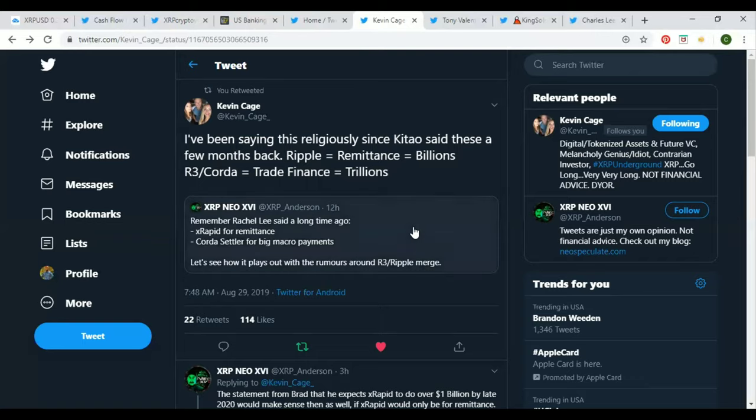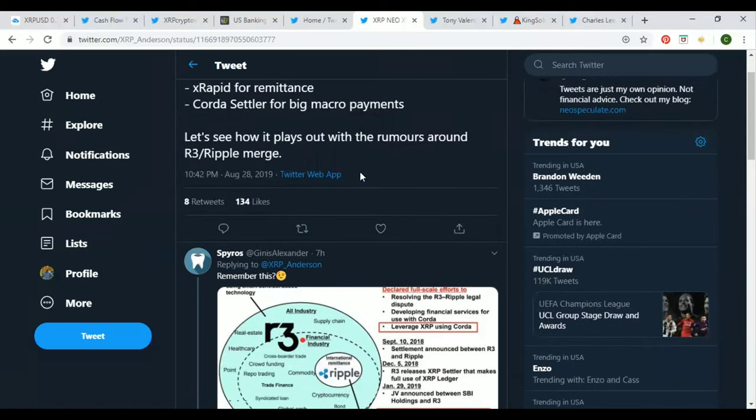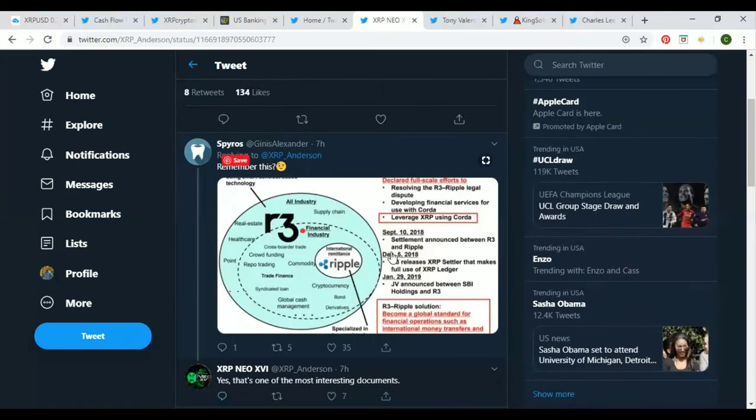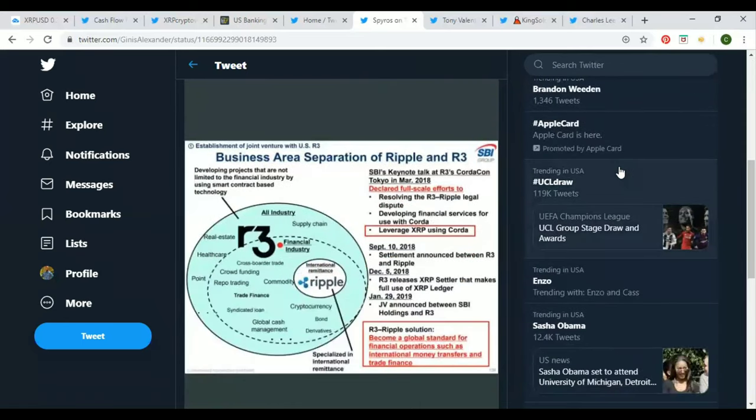And let's see. Let's click in here. This is XRP Neo. Remember Rachel Lee said a long time ago: XRapid for remittance, Corda Settler for big micro payments. Let's see how it plays out with the rumors around the R3/Ripple merge. So here is the little blueprint of it, and it lets you know who's in it. Business area separation of Ripple and R3. So it shows all the industries that are in R3.